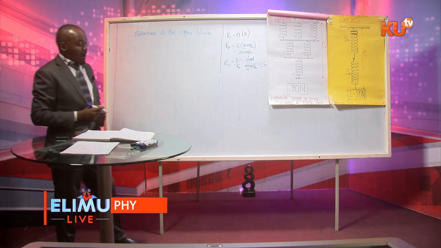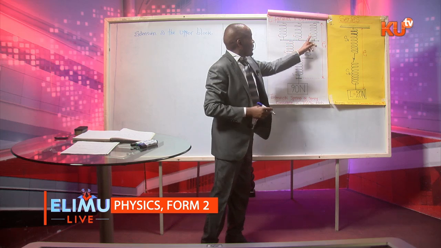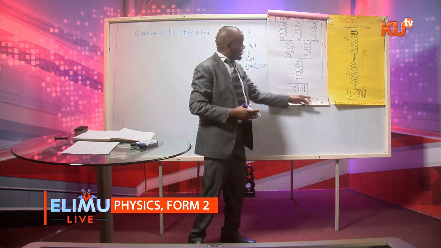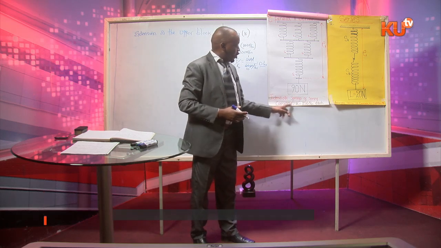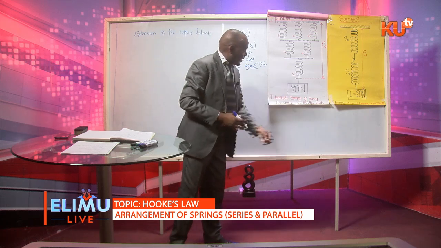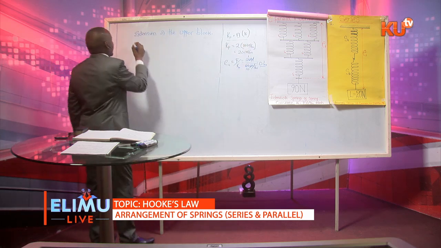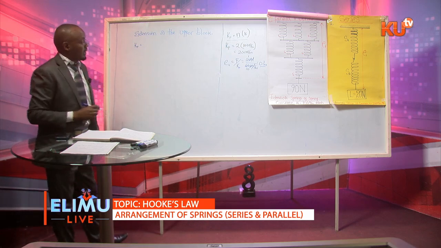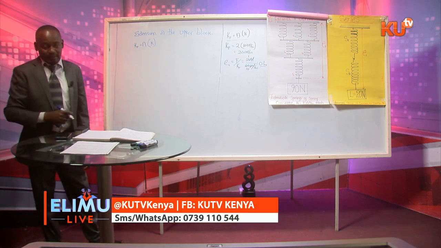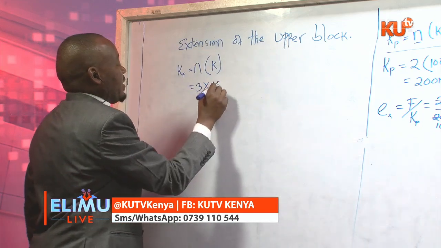We are going to work first the extension of the upper block, for which we find the number of springs. We have spring number 1, spring number 2, and spring number 3. Therefore we have 3 springs that are arranged in parallel to each other. More to it, we are told all these springs are identical, and the spring constant is also provided: 150 newtons per meter. Therefore, the spring constant of springs arranged in parallel is the number of springs multiplied by the spring constant of each of those springs. So we have 3 in the upper block multiplied by 150 newtons per meter.